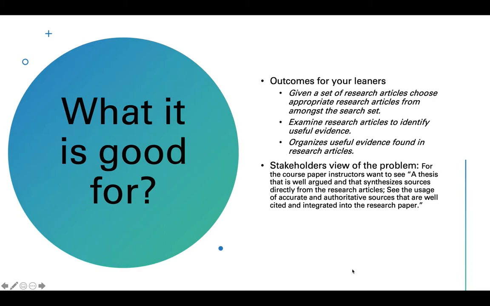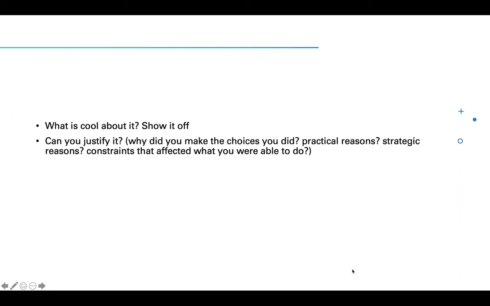We found that this really supported the stakeholders' view of the problem, because they really wanted a paper that is well argued and synthesized. They want to see authoritative sources that are well integrated and used in the paper. So these 3 learning outcomes help us solve that problem and ultimately come to helping our students be guided in creating a really well-structured and organized research paper.